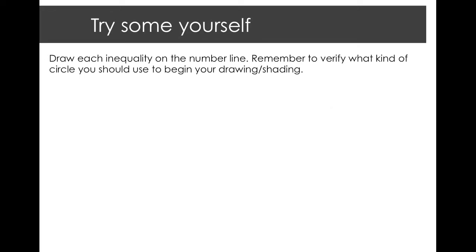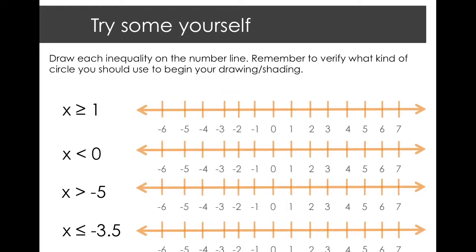I would like you to try some examples by drawing each inequality on a number line. Remember to check what kind of circle you should use to begin your drawing and shading, meaning is it going to be a closed dot or an open dot? So here are some examples. X is greater than or equal to 1, x is less than 0, x is greater than negative 5, and x is less than negative 3.5. Take a sec and draw these on a number line.